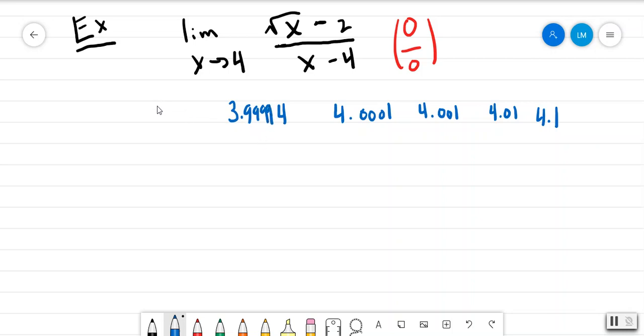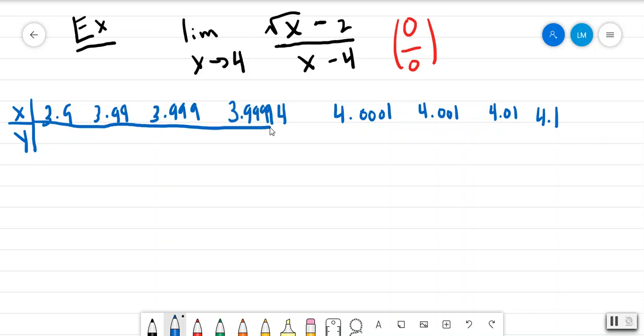Yes, we have 3.999, and then we have 3.99, and then finally we have 3.9. Now, we would basically need to figure out the expression. So if this is y, then we just need to figure out what the corresponding y value is as it relates to each of these x values.